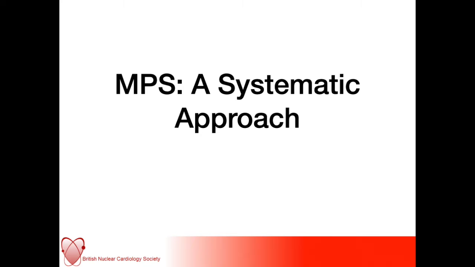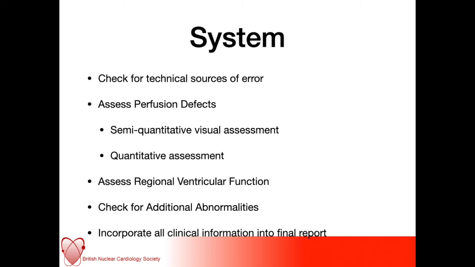In this video, I'm going to discuss having a systematic approach to the analysis and interpretation of myocardial perfusion scintigraphy. You have to have a system. So the first thing you want to do is to check for technical sources of error, as discussed more deeply in the talk on artifacts. This is where you want to identify them before you start making opinions based on error.